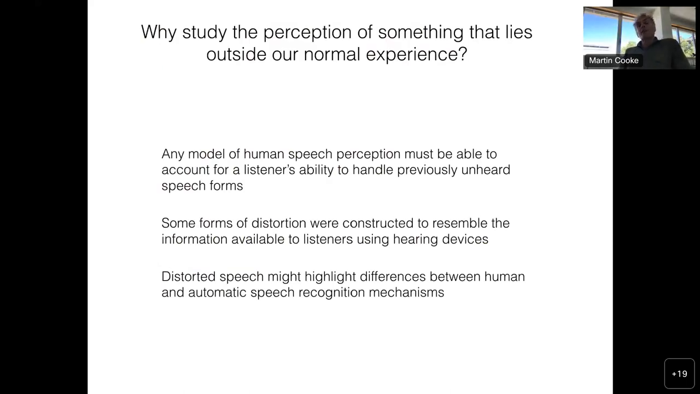So why should we study something that's outside our daily experience anyway? Well, first of all, because as you'll see, listeners are pretty good at adapting to these forms of speech, and therefore it's necessary for anybody interested in understanding human speech perception to explain why that is the case. We need to be able to account not just for canonical speech, but for those forms of speech too. And who knows, it's possible that by understanding distorted speech, we'll learn something about normal speech perception. I strongly believe that we will. Now, in addition, there's a practical reason, because some forms of distortion, such as noise-vocoded speech, which I'll talk about in a little while, were actually constructed to simulate the kind of information that a hearing impaired listener might be getting if they're using some kind of hearing device. And also, something that the title of the talk alludes to is that distorted speech might be a kind of battleground on which we can really see some differences between human and automatic speech recognition mechanisms.